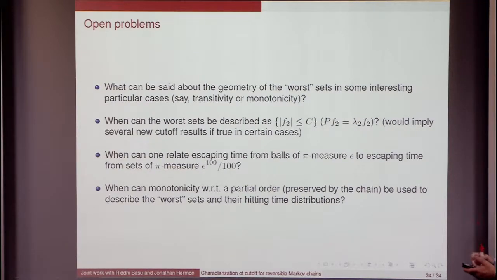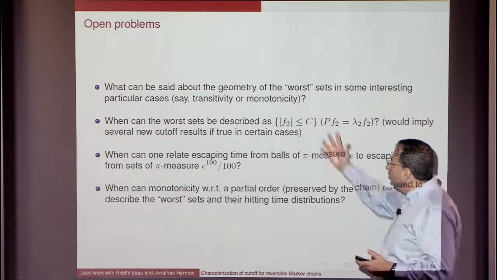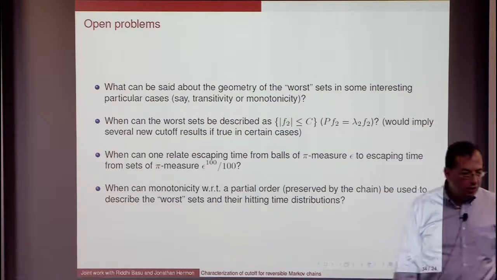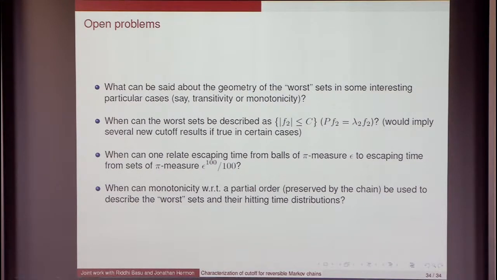And so this is the last slide. Here are some challenges. Can you understand what the worst sets to hit are in more general settings? For instance, when you have a partial order, are these sets monotone? We don't understand that. Are the hardest small sets to escape balls? Well, the answer is no, but is it roughly true? We don't know. Maybe under some strong assumptions on the chain, say a transitive graph.